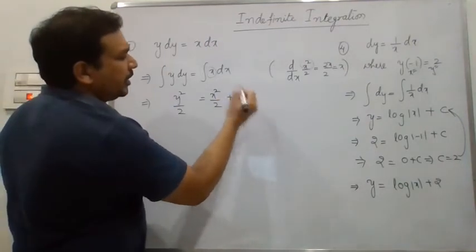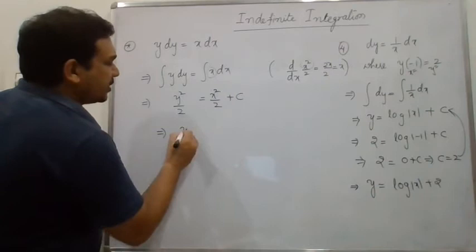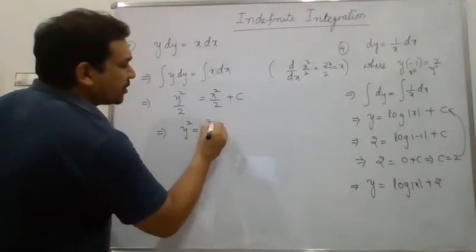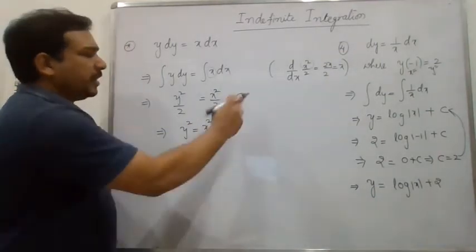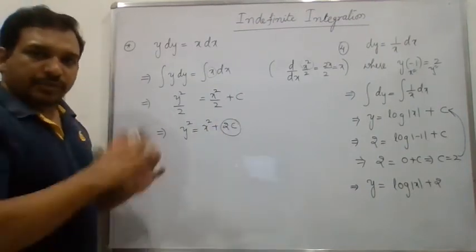So for both the integrations, I can use a single constant. So I can write it as y square is equal to x square plus 2c. Take the LCM. 2c is also a constant.